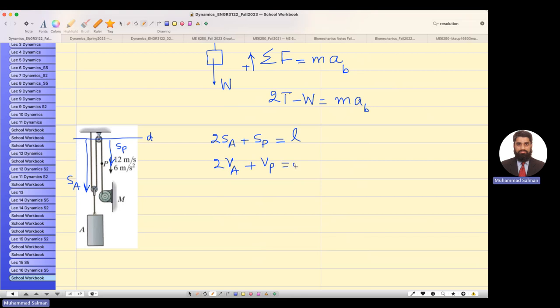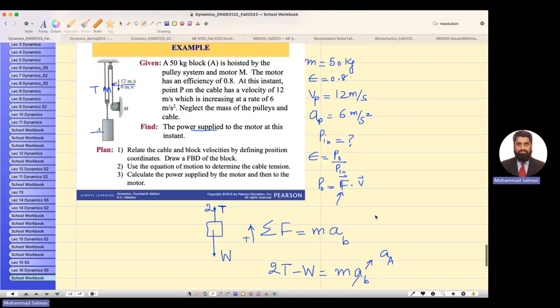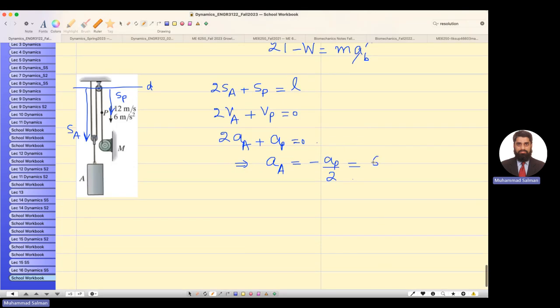First, you take the first derivative, the time derivative d over dt, and then the second derivative of the same equation: 2 aA plus aP equals 0. So that's how you relate. The acceleration of the block A, which I called aB because I was looking at the block, but aB or aA is the same thing, so aA equals minus aP over 2. If aP is given, which is 6, then 6 over 2, negative.